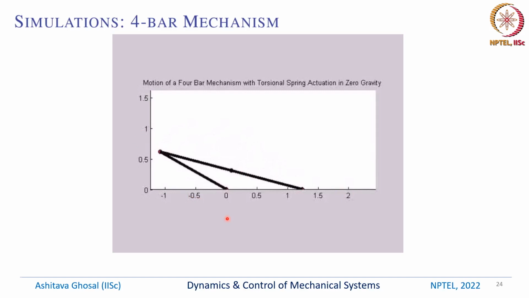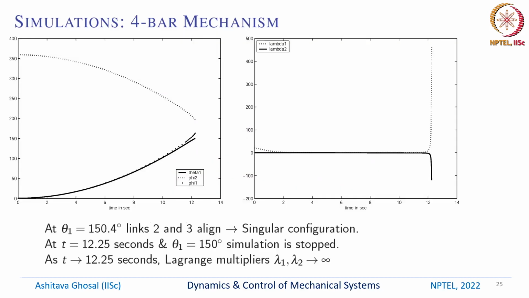So what else can we find out once we have such a system and once we have solved the differential equations using MATLAB? What you can see is we can plot the various angles. For example, theta 1 is this dark line.